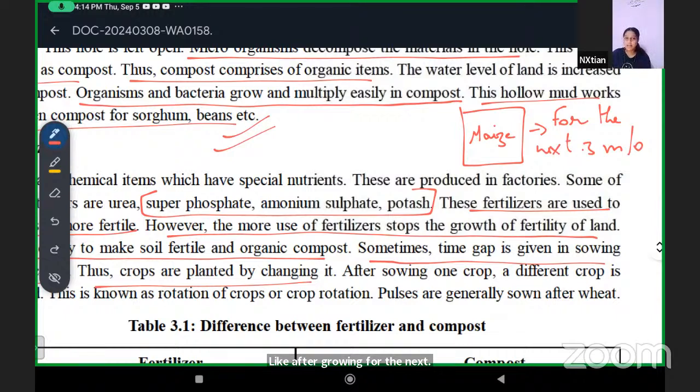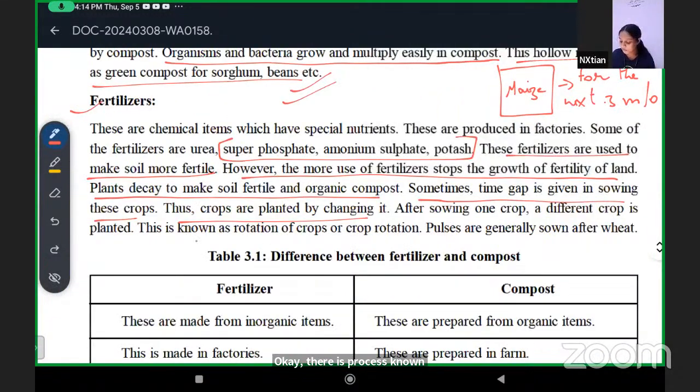After that period has ended, I'll again grow a wheat crop. So when one type of crop is grown for a particular period, and then another type of crop, this process is known as crop rotation.